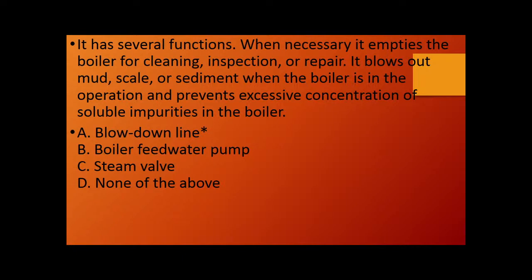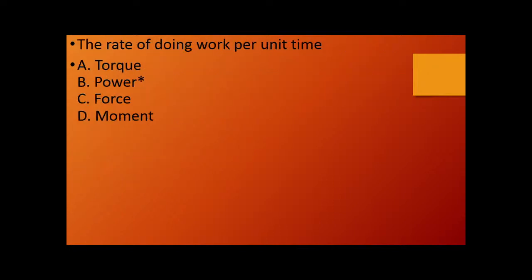It has several functions. When necessary, it empties the boiler for cleaning, inspection, or repair. It blows out mud, scale, or sediment when the boiler is in operation and prevents excessive concentration of soluble impurities in the boiler. Answer, blow down line. The rate of doing work per unit time.